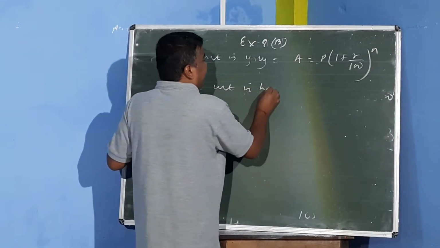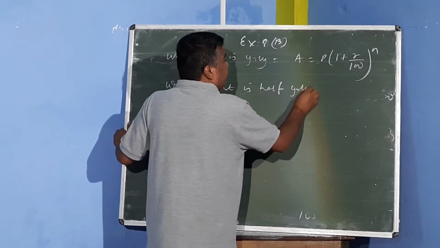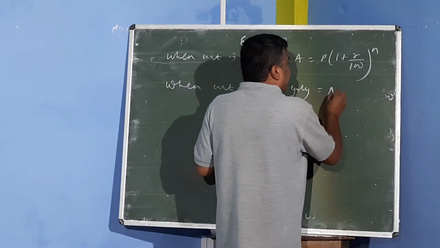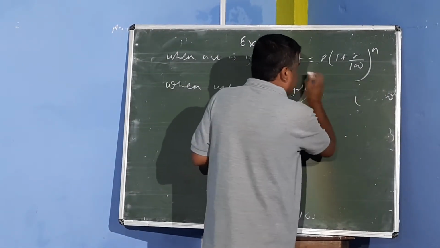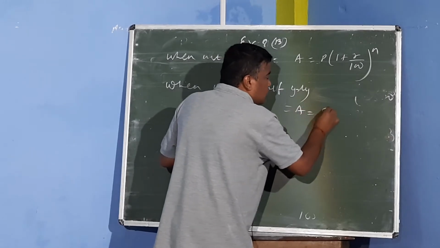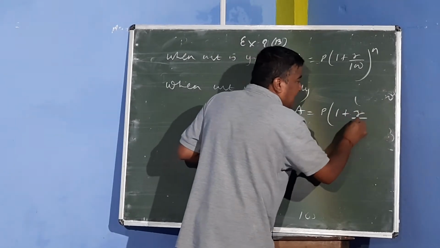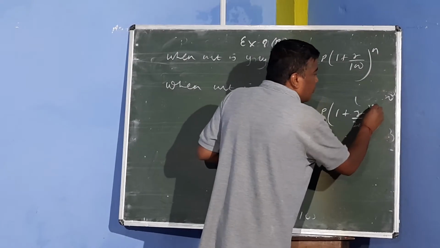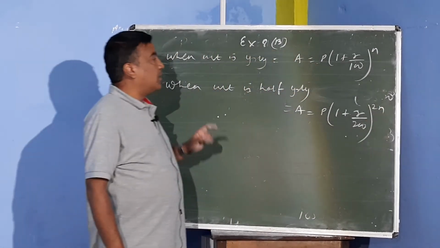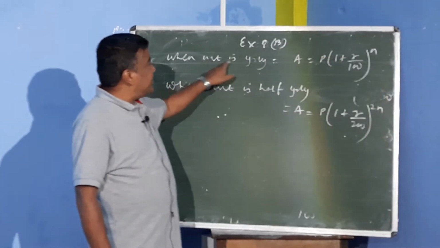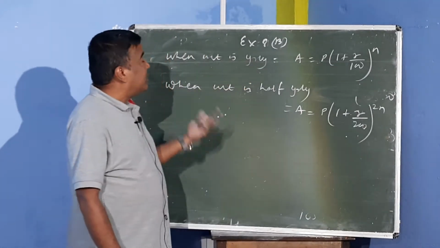When interest is half yearly, A equals P times (1 plus R by 200) to the power 2n. Now, remember, whether the interest is yearly or half yearly will be given in the book.